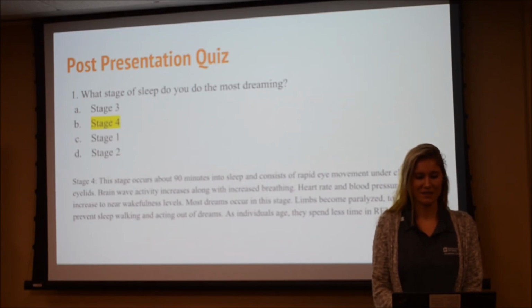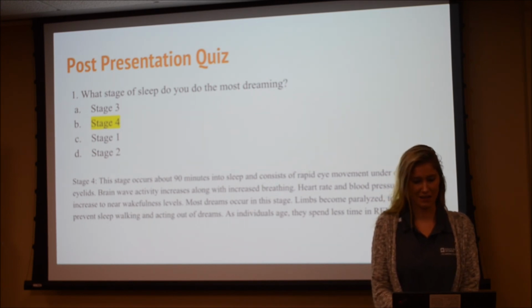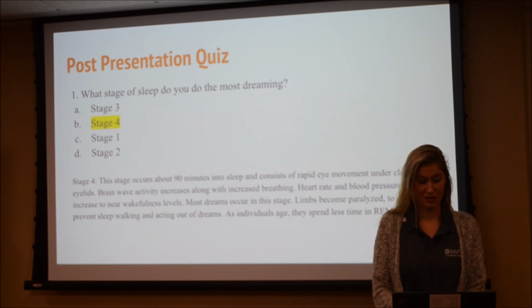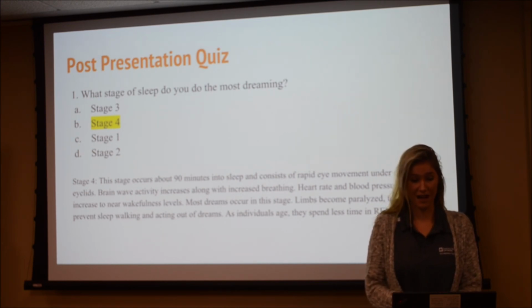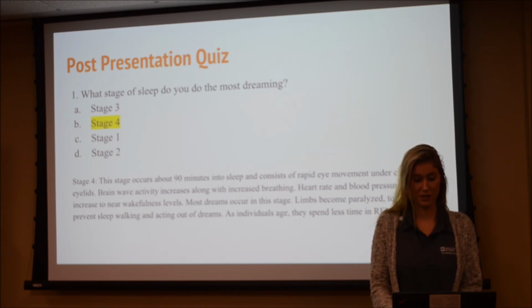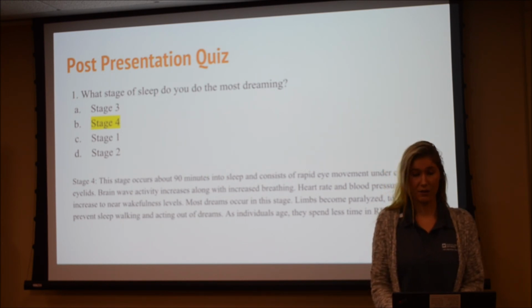Question 1. What stage of sleep do you do the most dreaming? The correct answer is stage 4, which is also considered REM sleep. Stage 4 occurs for 90 minutes in sleep and consists of rapid eye movement under closed eyelids. Brainwave activity increases along with increased breathing, and your heart rate and blood pressure increase to near wakefulness levels. Most dreams occur in this stage. Limbs become paralyzed to prevent sleepwalking or acting out your dreams. As individuals age, you also sleep less for REM.